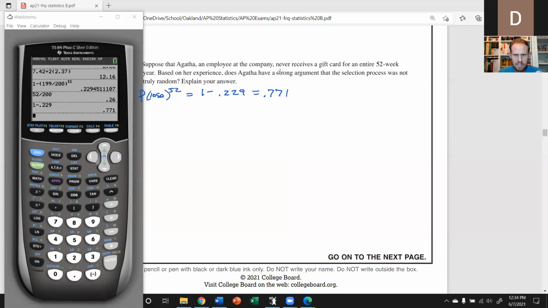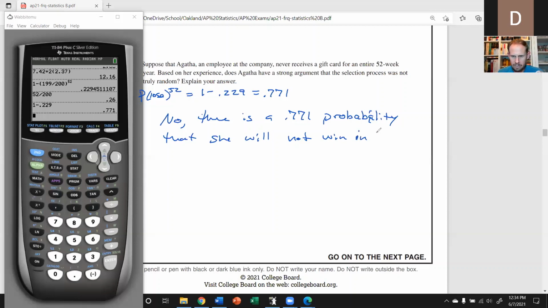All right, so based on your experience, does Agatha have a strong argument that the selection process was not truly random? Explain your answer. No. There is a 0.771 probability that she will not win in 52 weeks. Which is more than half. All right, it's a high probability.